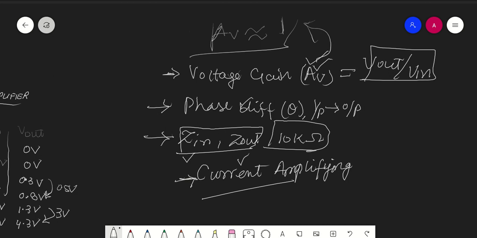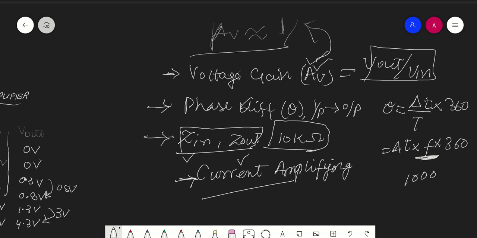And again, for the phase difference, it is easy. Last time I told you the formula for the phase difference. So theta is equal to delta T divided by T multiplied by 360, which can be written as delta T multiplied by frequency multiplied by 360. Whatever frequency of input you are given, if it is 1000, you can put 1000. If it is 50, you can put 50 and use that in the formula. Delta T is the time difference between the two waveforms.